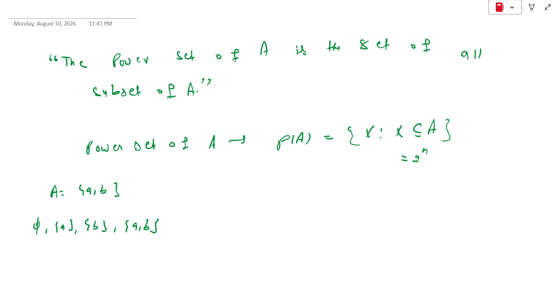Therefore the power set of A, P(A), is {phi, {a}, {b}, {a, b}}.